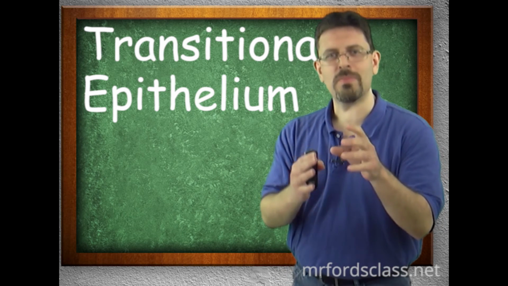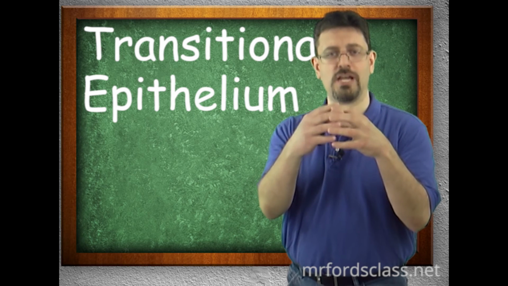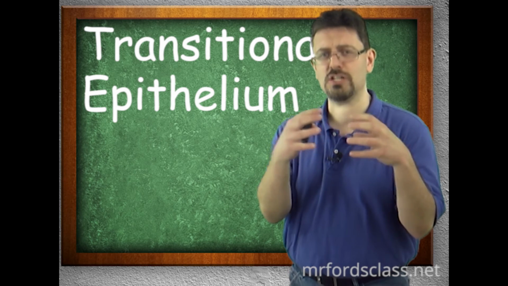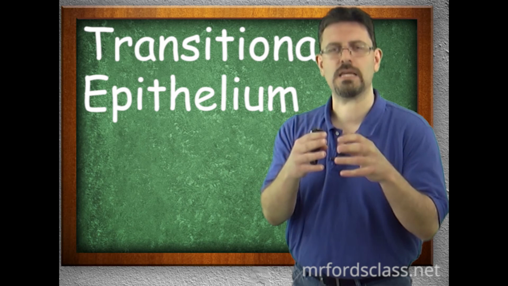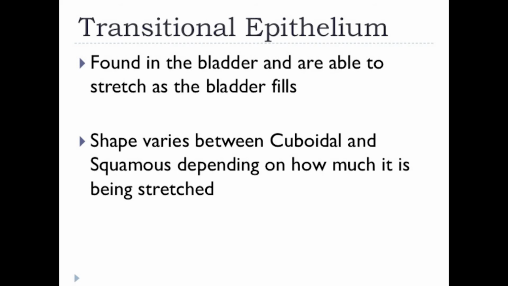What's happening here is your bladder is stretching out. The epithelial tissue is actually changing its shape. It's transitioning its shape to accommodate the difference in the volume of your bladder. So technically it's found in the bladder and is able to stretch as the bladder fills. Shape will vary between cuboidal and squamous depending on how much it is being stretched.